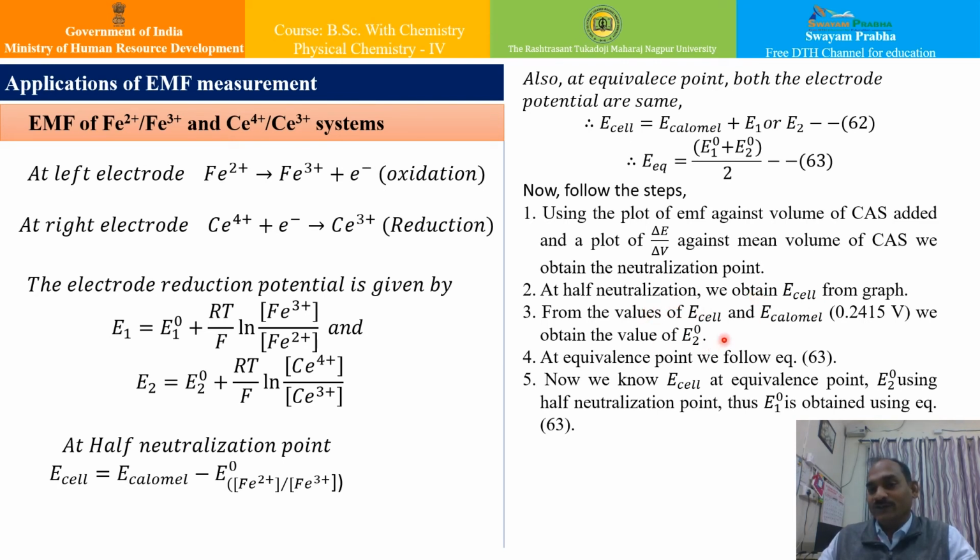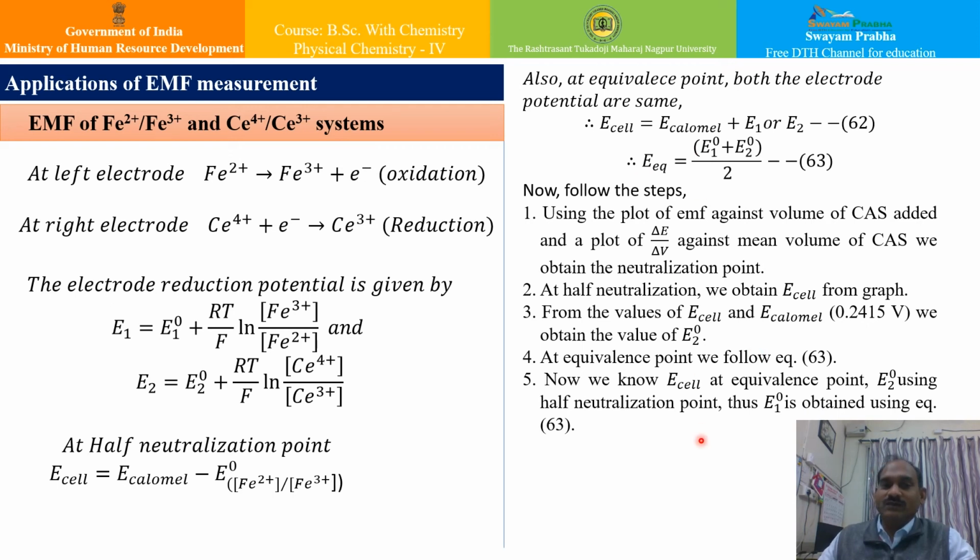Now from this value, the EMF of cell and EMF of calomel, that is minus 0.2415 volt, we obtain the standard EMF of this ferric ferrous system. At the equivalence point, both of them are equal. I follow this particular expression. Substituting the values, I can find out the EMF of cell at the equivalence point, E2 standard using the half neutralization point, and therefore I can find out this E1. So I can definitely find out the EMF of the system using this particular expression.